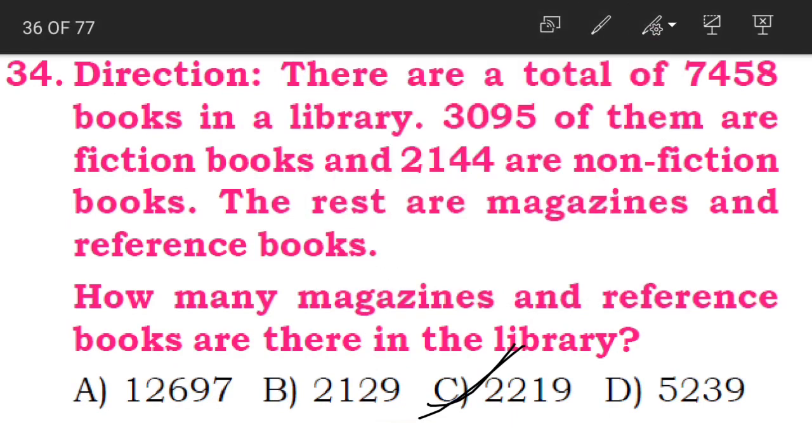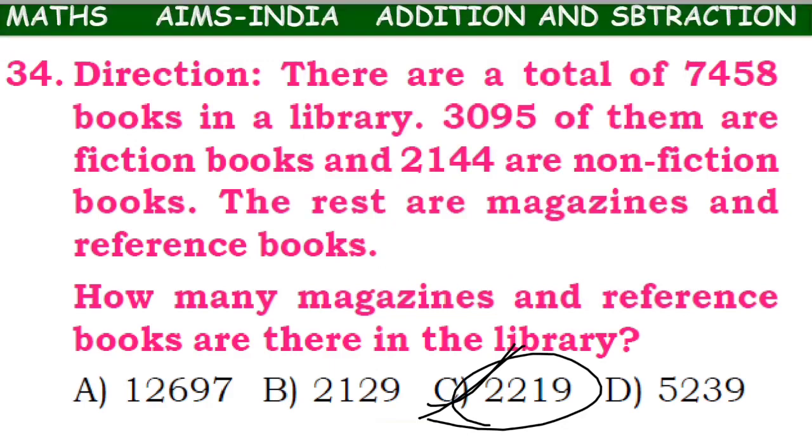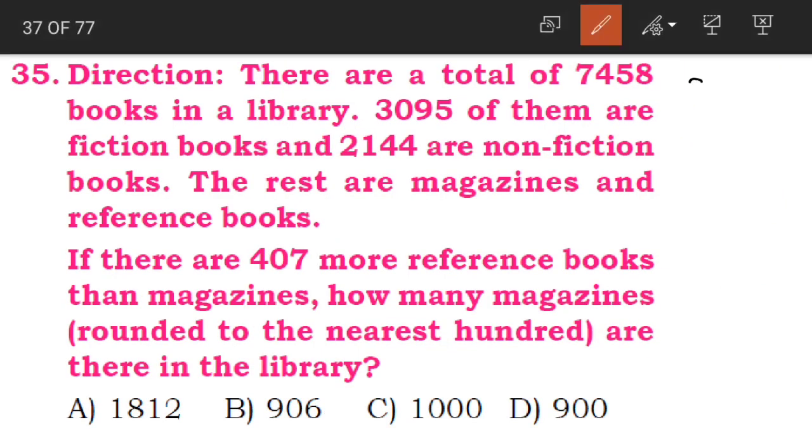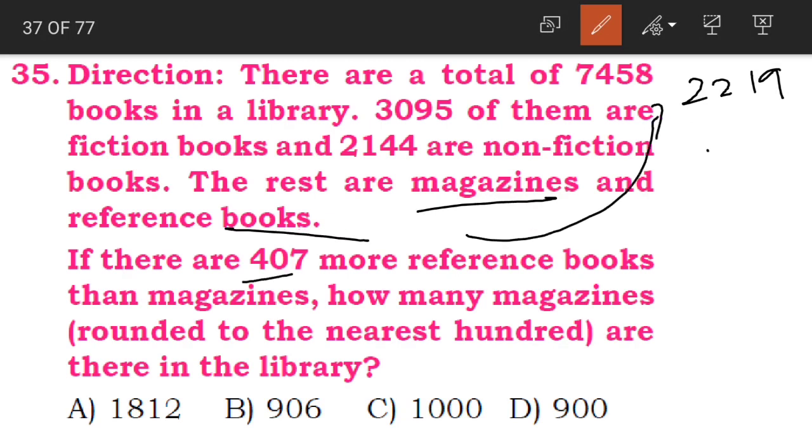See, what did we find out? We found out that 2219 is the total number of magazines and reference books. From that there are 407 more reference books, it seems. Now just now we have done a somewhat similar question. What did I tell you? First remove this extra from the given number. 9 minus 7 is 2. 1 minus 0 is 1. Now here 2 minus 4 is not possible, so we are borrowing. 12 minus 4 is 8 and 1 here.